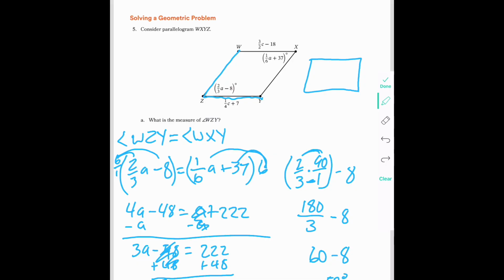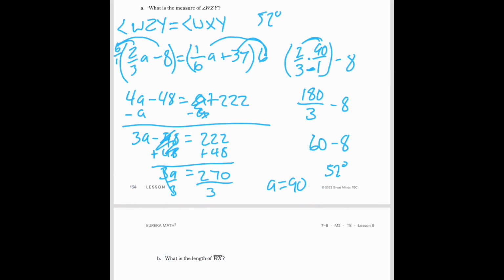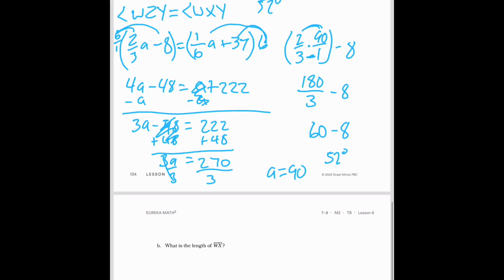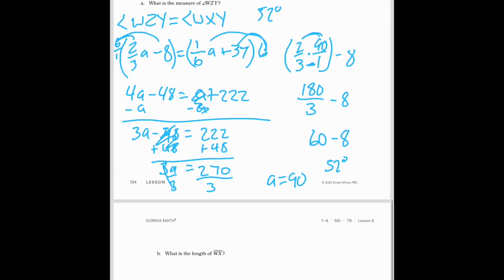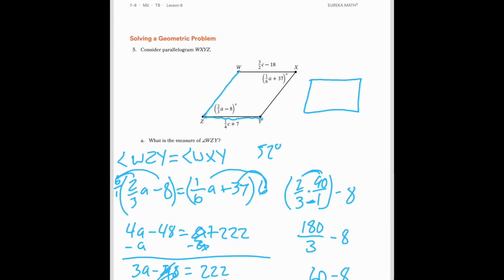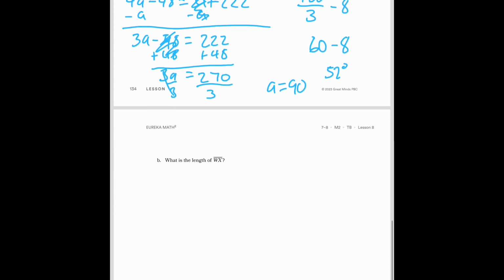So that means the angle measurement of WZY is 52. Okay, so now I want you to try to do part B. Part B says, what is the length? Remember, length is on the outside of a shape, of WX. Remember what I told you in the beginning when I talked about the parallelogram, that opposite sides are the same length. You really only have 2 expressions left to use. See if you can figure out the answer. I want the whole answer to part B. Go ahead, pause the video.